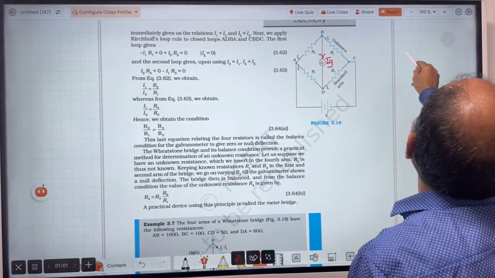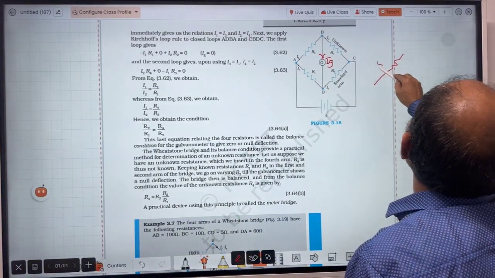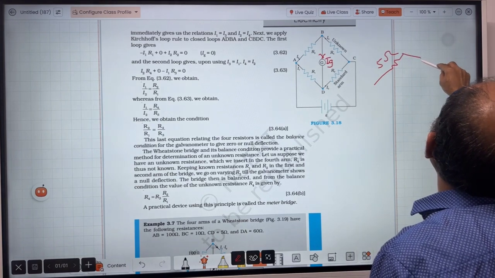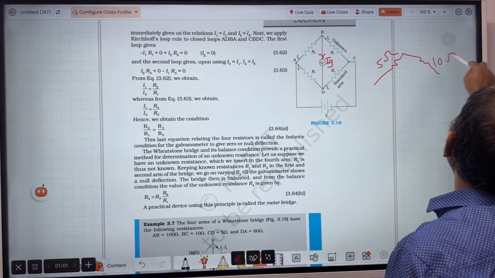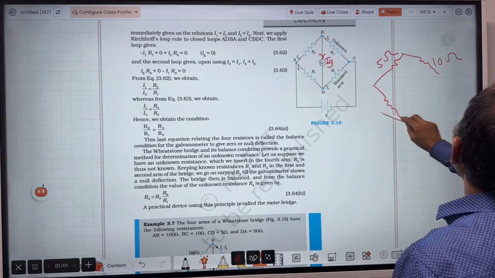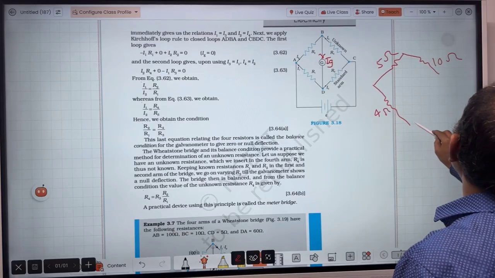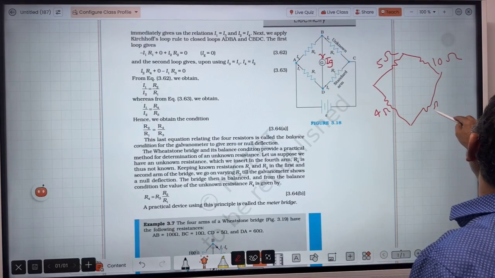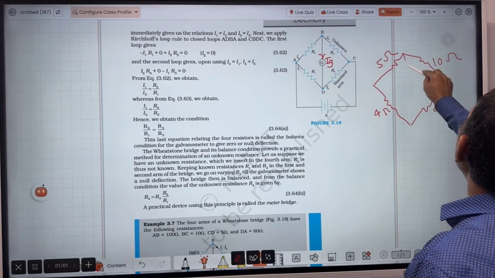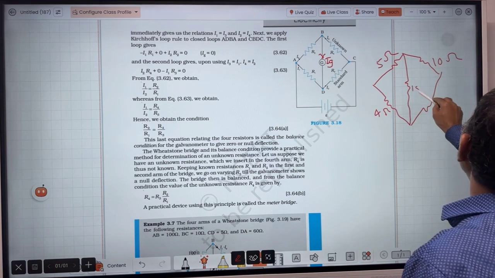Like suppose we are given resistances like this. Suppose this is 5 ohm and say this is 10 ohm. Say here this is 4 ohm and say here this is 8 ohm, and here say 15 ohm.